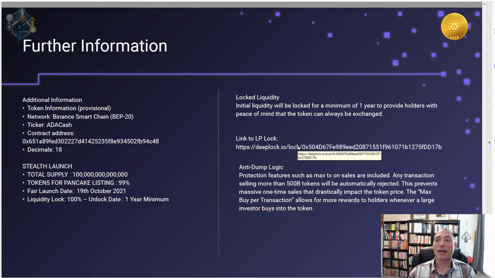I do like that they have a link to the liquidity and that they mentioned that it's got a lock. I like their anti-dump logic. 500 billion tokens is a lot of tokens, especially when the price gets up there. I mean, that could be millions upon millions of dollars when the price is up there.